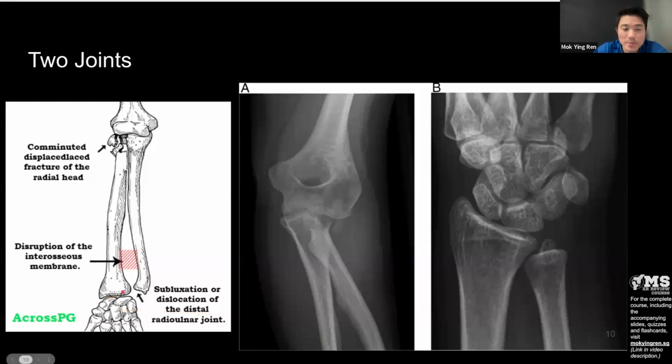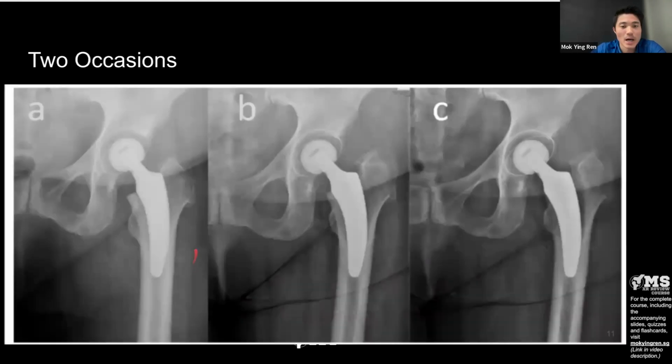And what has happened is also the injury has gone along the interosseous membrane, resulting in the dislocation of the distal radial ulnar joint. This is known as an Essex Lopresti injury. Essex Lopresti.